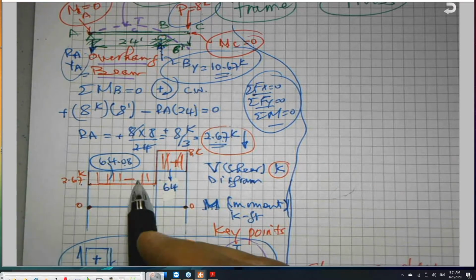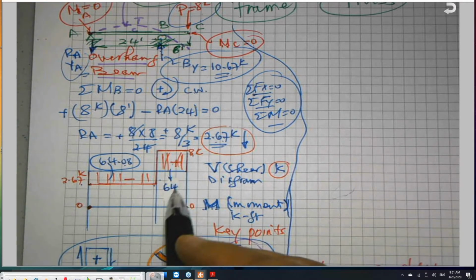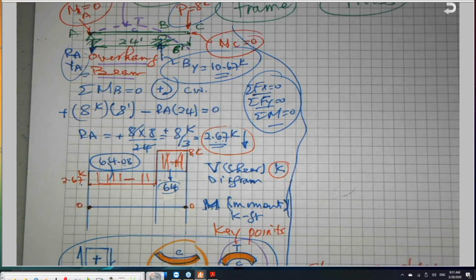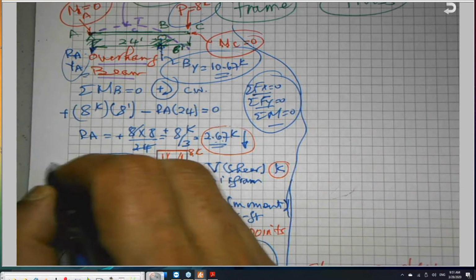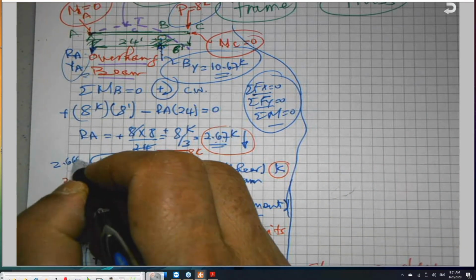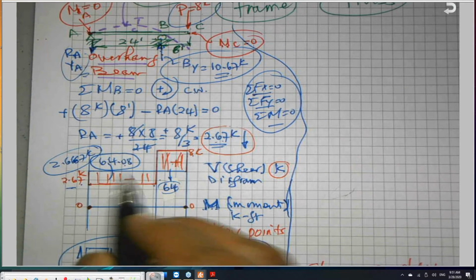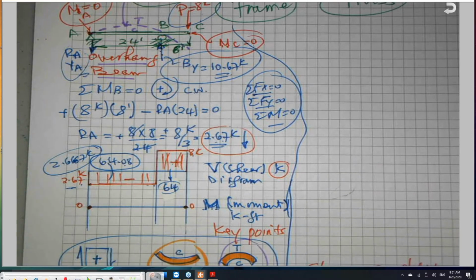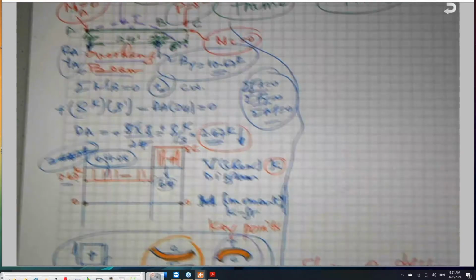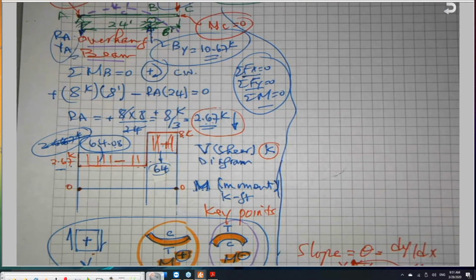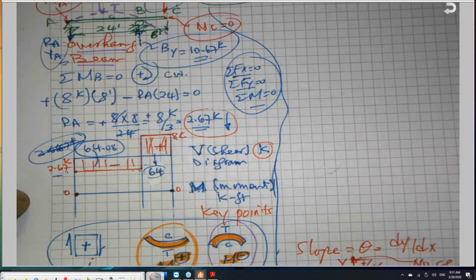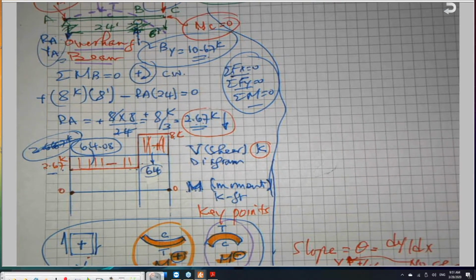But theoretically speaking, the negative area and the positive area must be equal. So if you carry this reaction here to more decimal places, 2.667 kips, and you multiply by 24, you will get exactly 64. But it's not a big deal. I doubt that for the sake of the exam, they will consider the rounding as a source for an error to select the answer A or B or C.